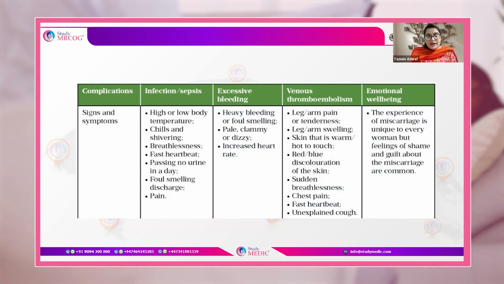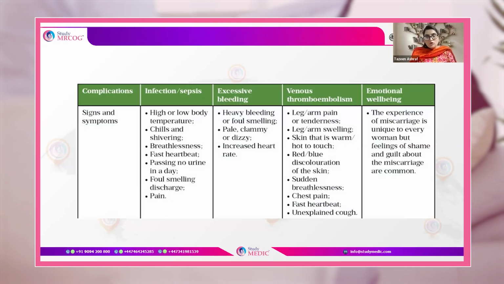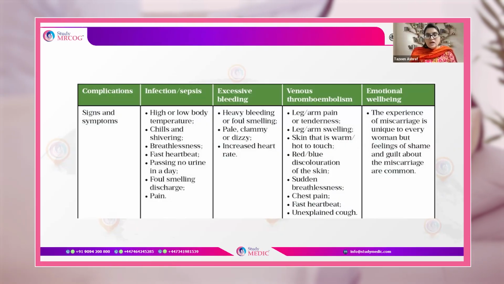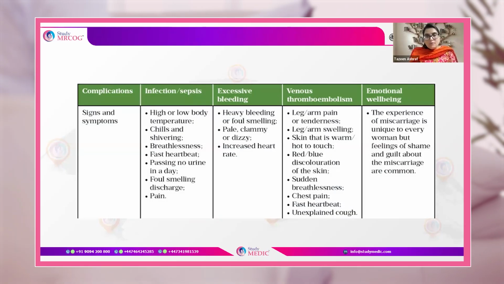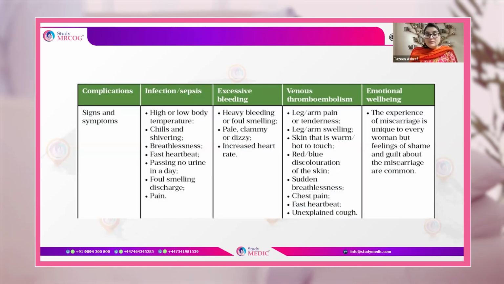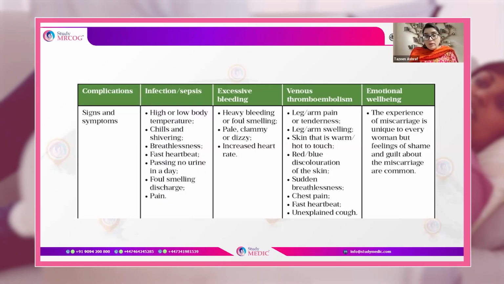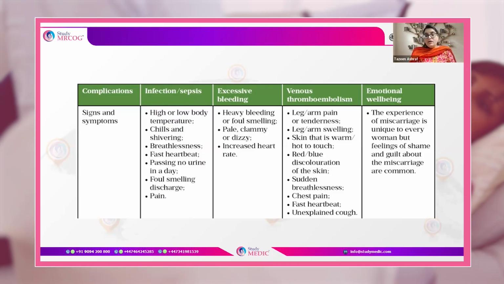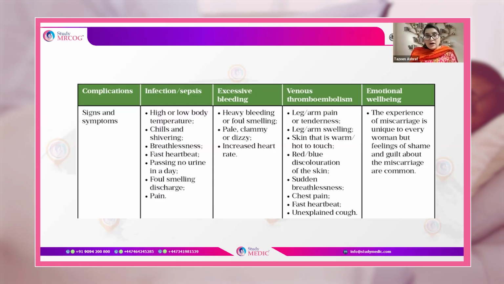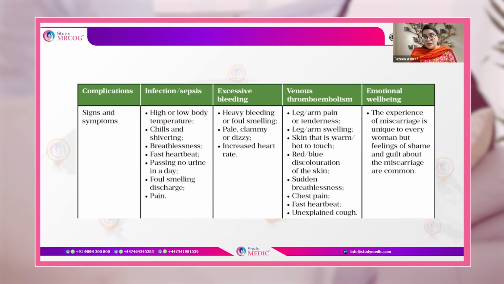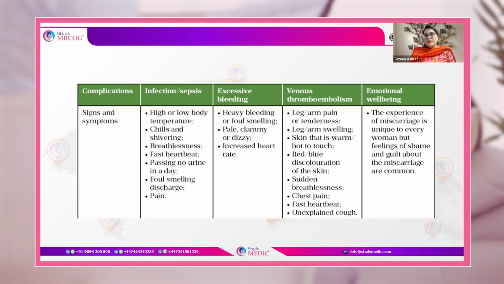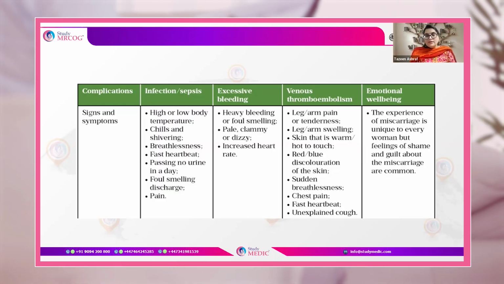And if the patient develops fever, foul smelling discharge, breathlessness, tachycardia, it should be kept in mind that this can be associated with sepsis. Excessive bleeding, foul smelling bleeding, pale, clammy or dizzy, increased heart rate can also be there, which is showing hypotension, and that should also be considered.